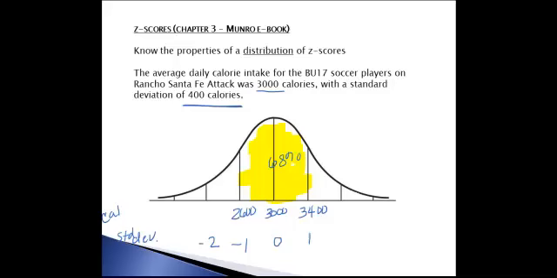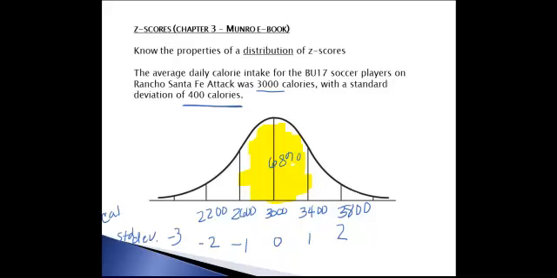And then if we went further out, so this would be 2,200 calories, and then this would be 3,800 calories. And between -2 and 2 standard deviations from the mean would be 95% of the data. So 95% of the boys ate between 2,200 and 3,800 calories.